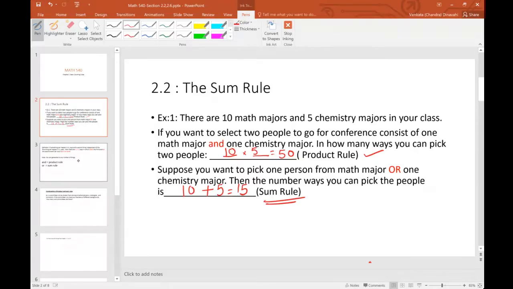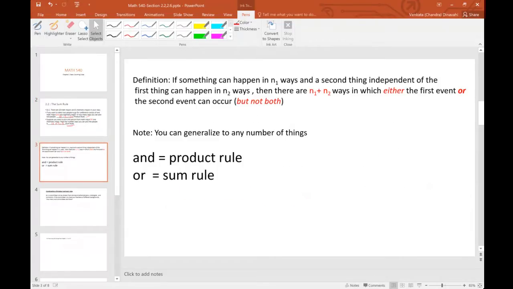Now I'm going to give you the definition. If one job can happen in n1 ways and a second job, completely independent of the first one, exactly like in the product rule, can happen in n2 ways, then if you want to figure out the number of ways you can do one job or the other, where it is not "and", then the answer is n1 plus n2 ways.